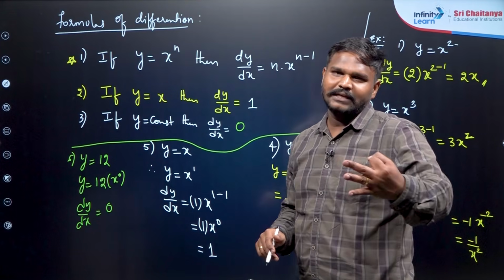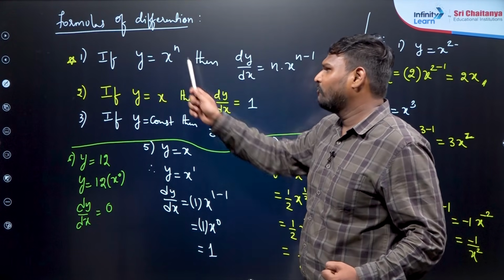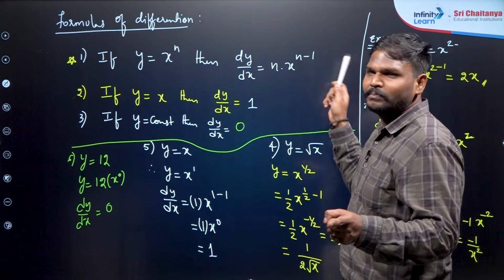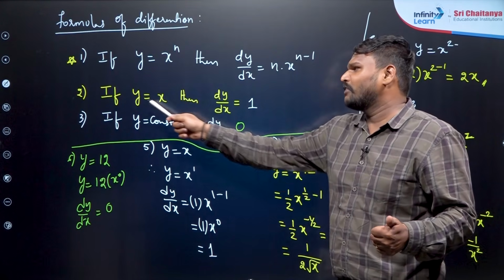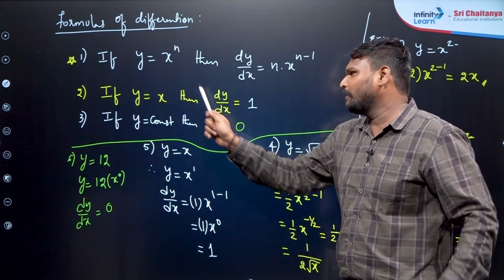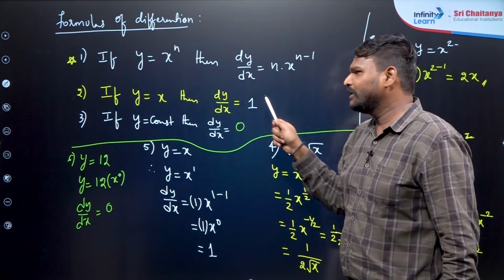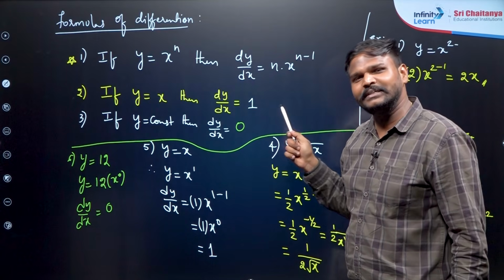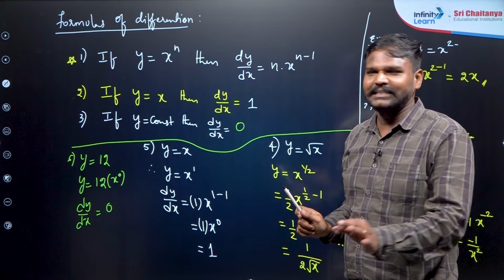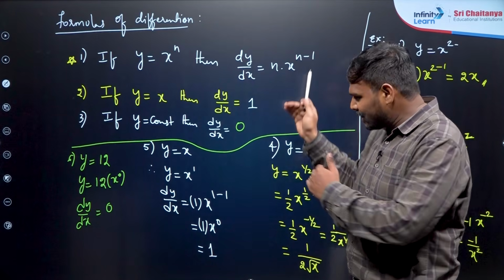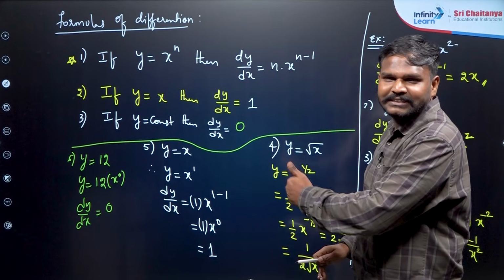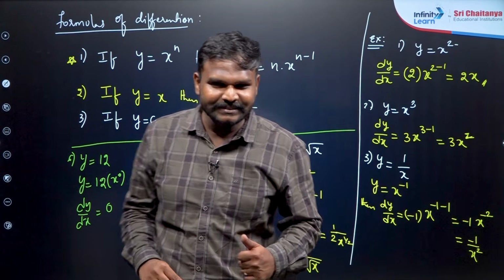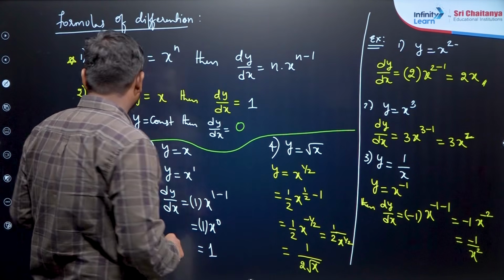So 3 formulas in algebra I have told you, sir. If x power n, then multiply the power and subtract 1 from the power for the derivative. If y is equal to x, directly proportional, then the derivative is 1. If y is equal to a constant, then the derivative is 0. These 3 are the important formulas. There are more formulas. I will try to discuss them in the next slide. I hope you have copied. Yes, I can change the slide.